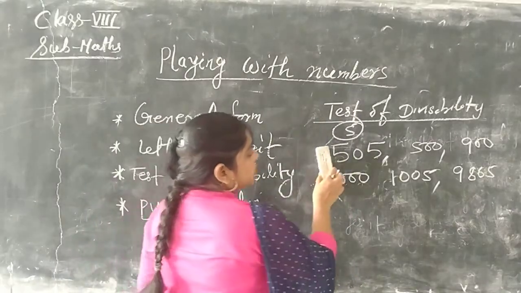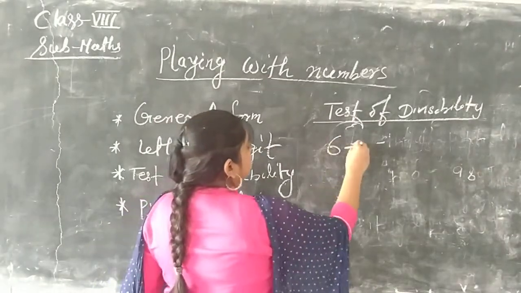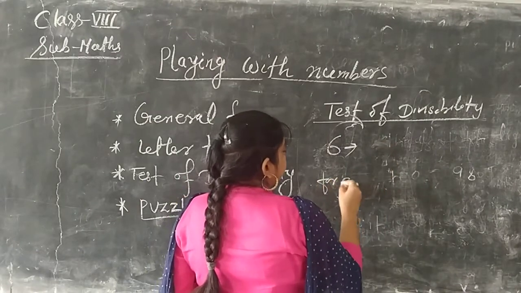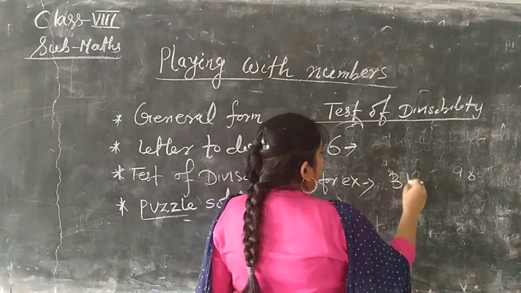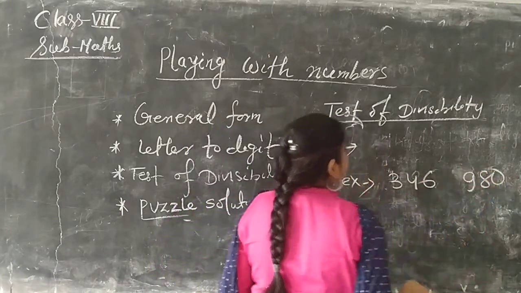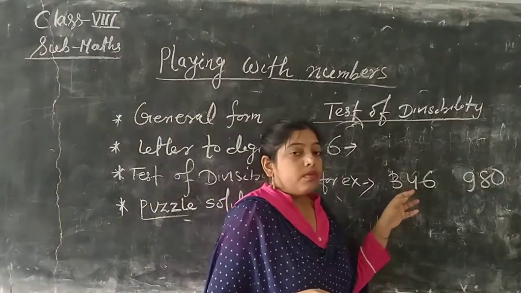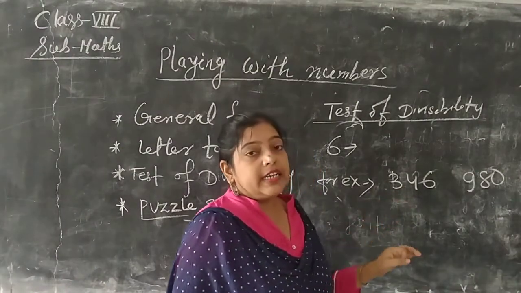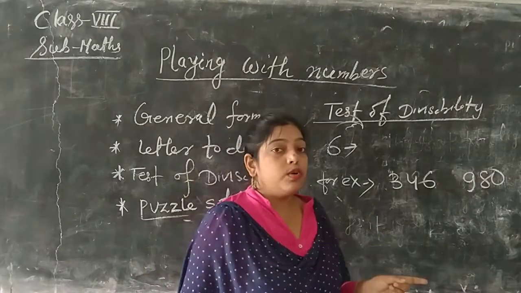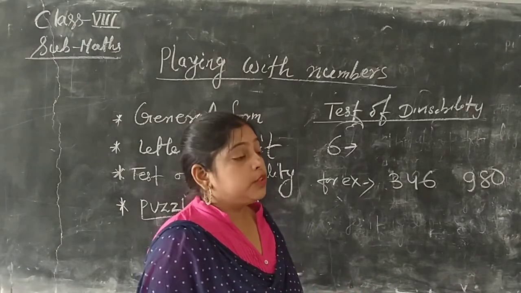Now the next rule is 6. For any number, for example 346 or 980, if the number is divisible by both 2 and 3, then that number is divisible by 6.